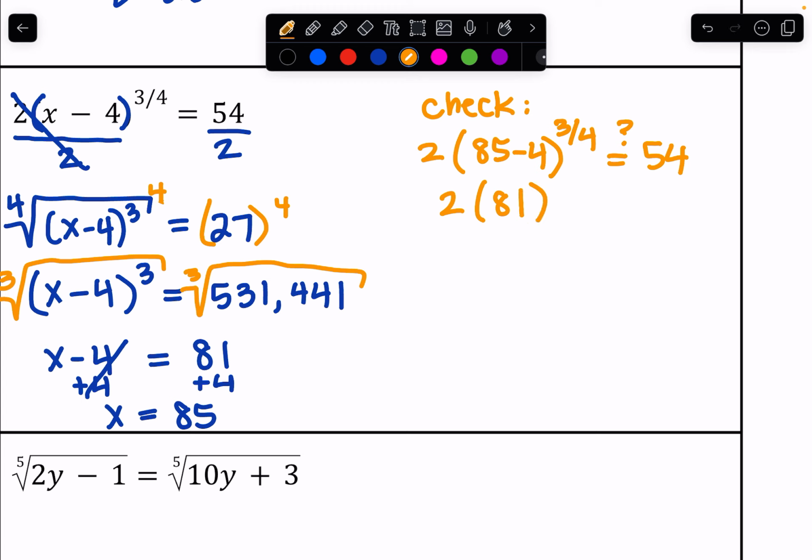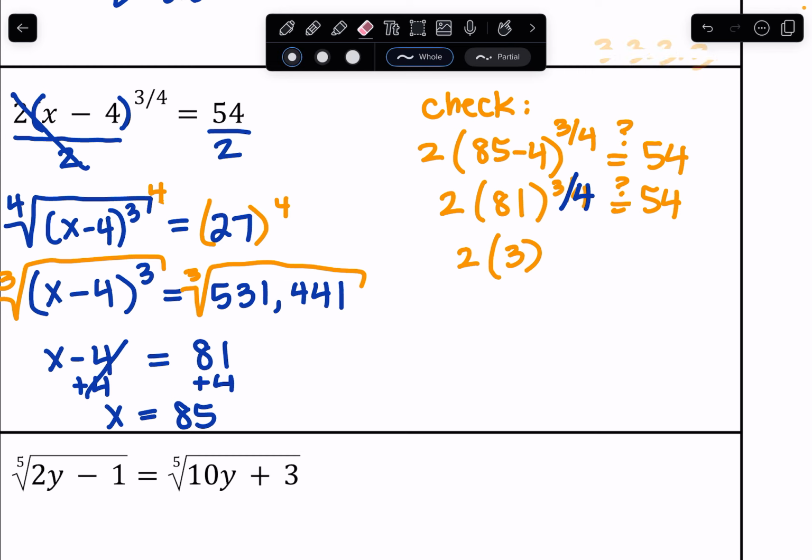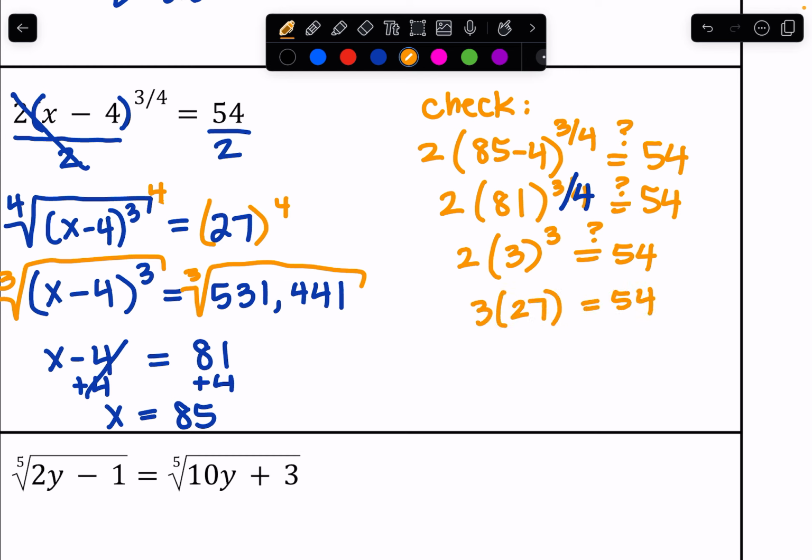So this would be 2 times 81 to the 3/4 equals 54. We're not sure. That's still really messy. I said cubed first, but I'm going to do the 4th root first to make that number smaller. So this would be 2 times, the 4th root of 81 is 3 because 3 times 3 times 3 times 3 is 81. So when I have that, this is going to be 3 cubed is equal to 54, with a question mark. 3 cubed is 27, which we're familiar with. And this one does check out. So x equals 85 would be a solution. So the solution set would be 85.